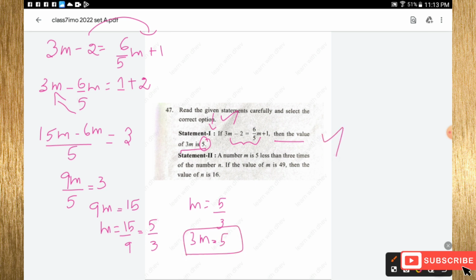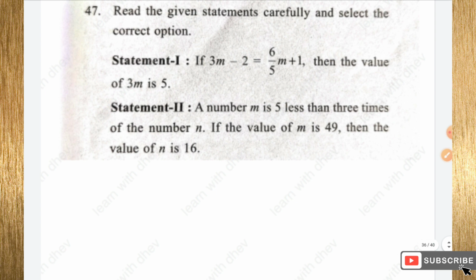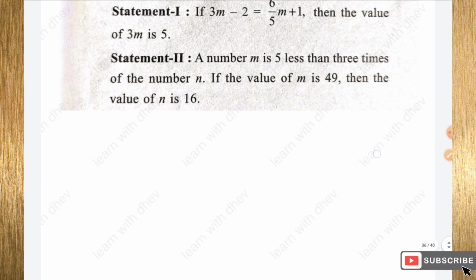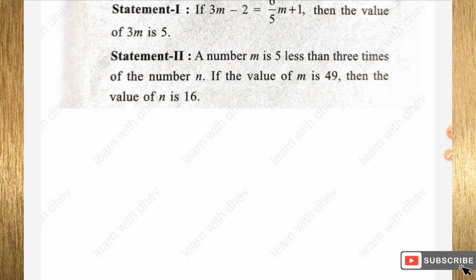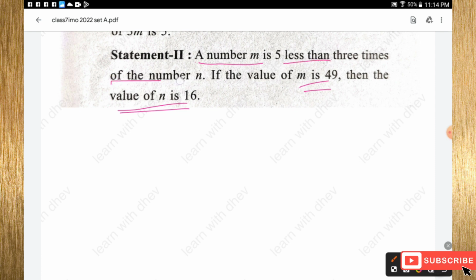Okay. Then we'll solve statement 2. A number m is 5 less than 3 times of the number n. If the value of m is 49, then the value of n is 16. See here, they have given you the value of m, but we have to find out whether the value of n is 16 or not. So first we have to write the equation. A number m is 5 less than 3 times the number n means, first you have to write 3n. Then 5 less than means 3n minus 5.